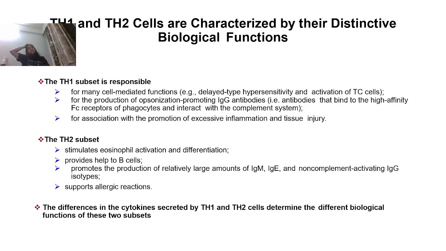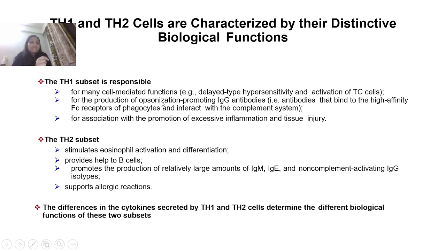So T cells can be divided into two types. We know there are two types of T cells: cytotoxic T cells and T helper cells. So, T helper cells can be divided into two different types, Th1 and Th2. For example, Th1 is responsible for many cell-mediated functions. Examples include delayed type hypersensitivity and activation of the cytotoxic T cells.